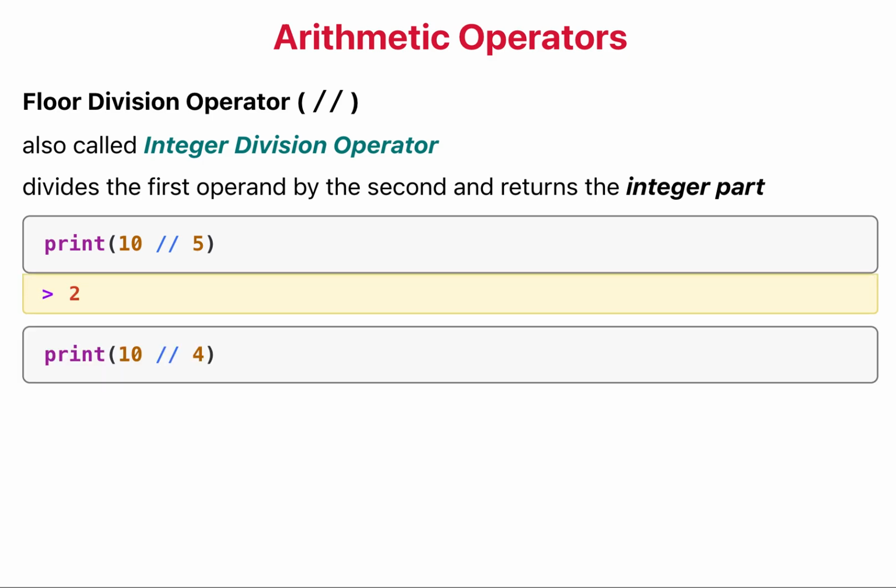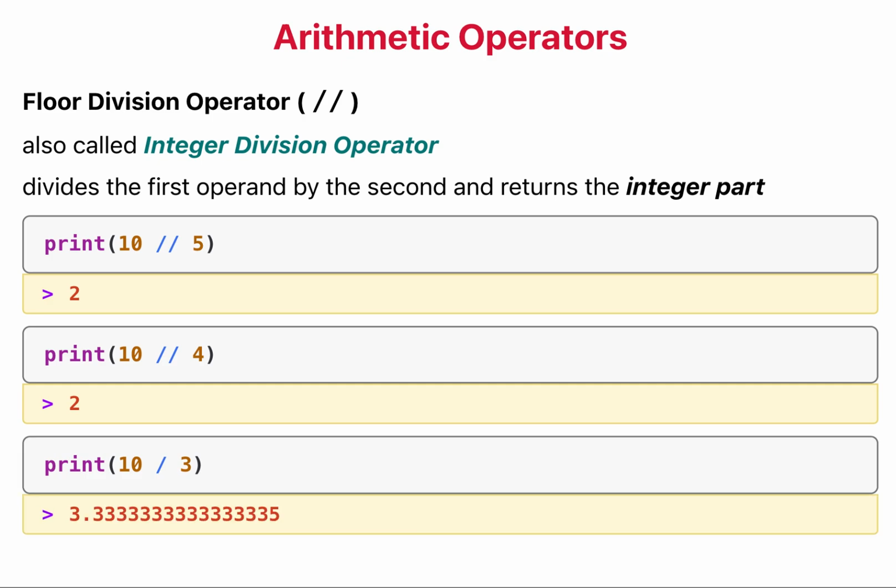Similarly, when we perform floor division of 10 by 4, the result is again an integer 2. This happens because a normal division of 10 by 4 gives us 2.5, and the integer part of this would be the integer 2. In a similar manner, the normal division of 10 by 3 gives us 3.33 recurring. Therefore, the floor division for this would give us the integer part of the result, which is 3.